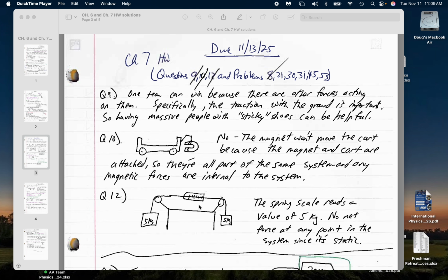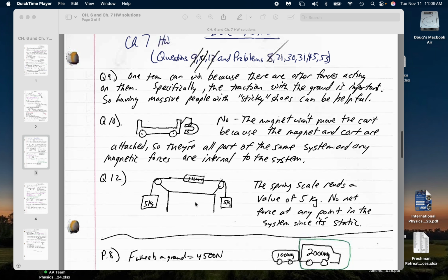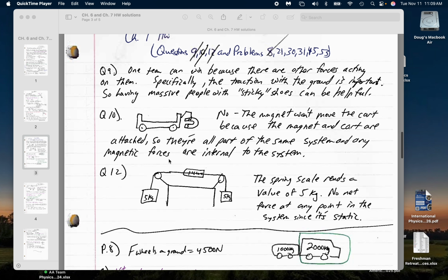And the reading on this spring scale, since it reads in kilograms, is 5 kilograms. It's the same as if this was just attached to a wall. So kind of neat.